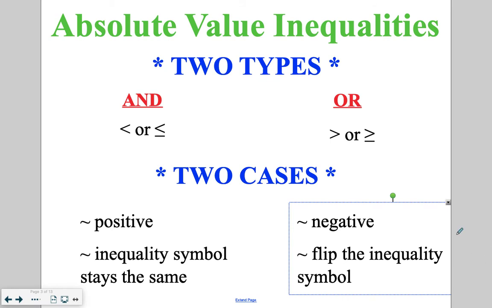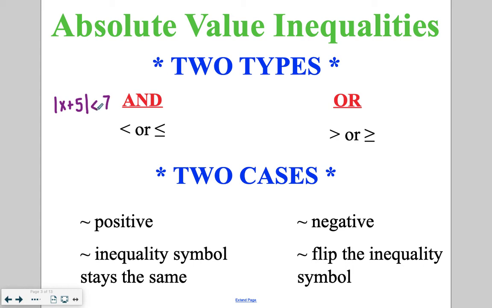When you are solving inequalities with absolute values, there are two different types. The first type is going to be the AND case. This happens if your inequality involves less than or equal to. So for example, if the inequality said the absolute value of x plus 5 is less than 7, this would be an AND case because your inequality symbol is less than.